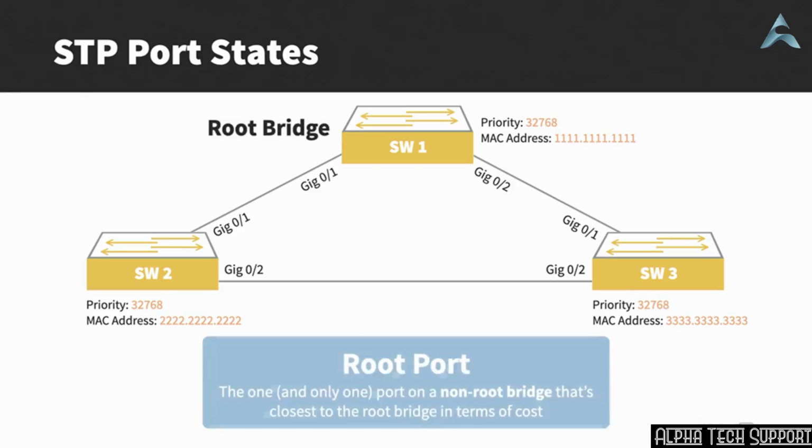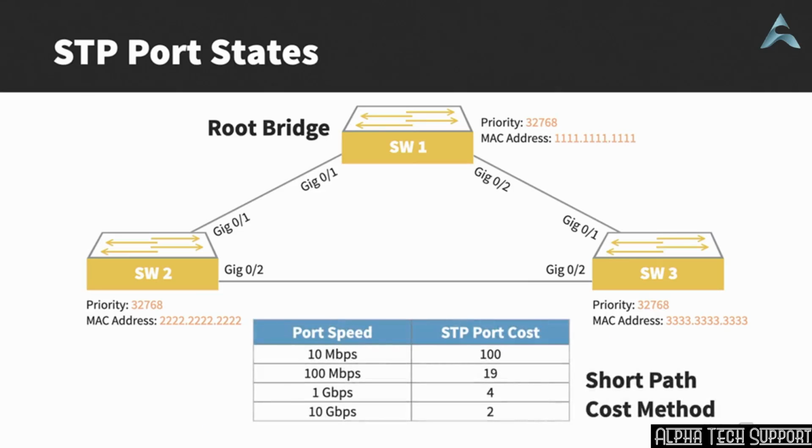Question number 2 is, who are the root ports? And a root port is the one and only one port on a non-root bridge that's closest to the root bridge in terms of cost. So this is going to be on a non-root bridge. SW2 and SW3, they're each going to have one root port. But what do we mean by cost? Well, cost is a function of speed.